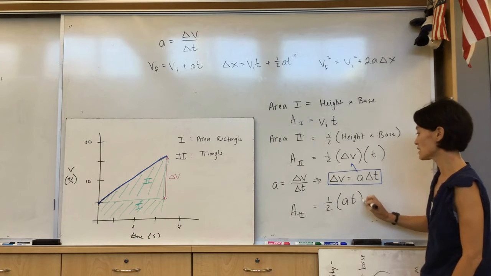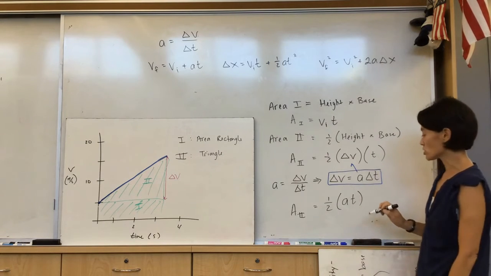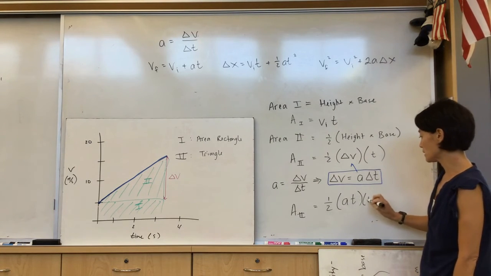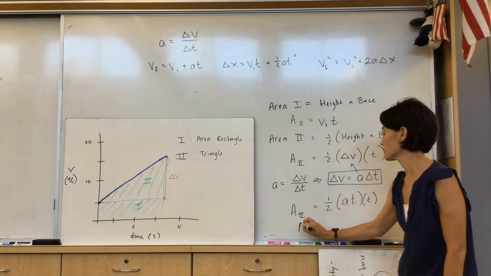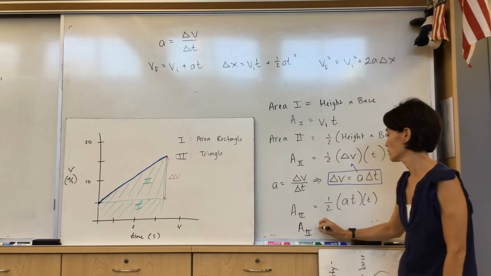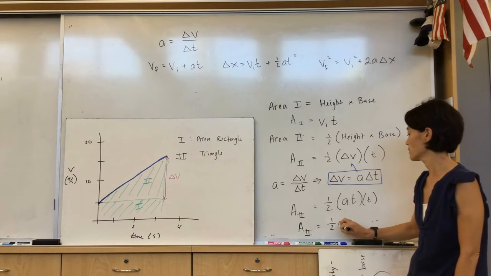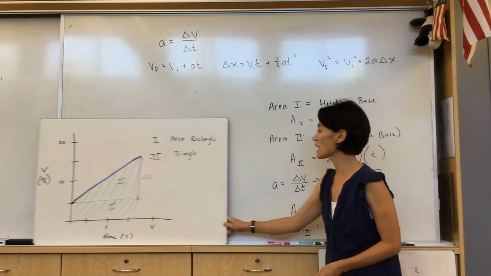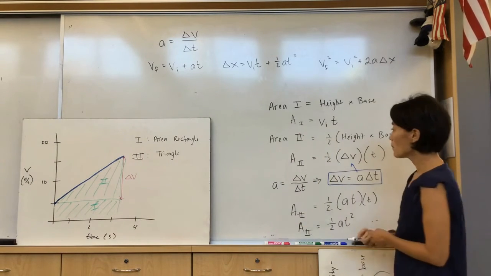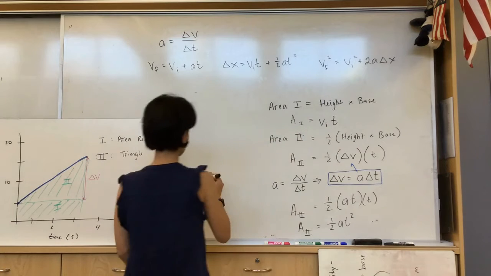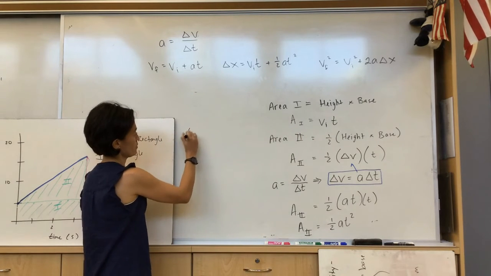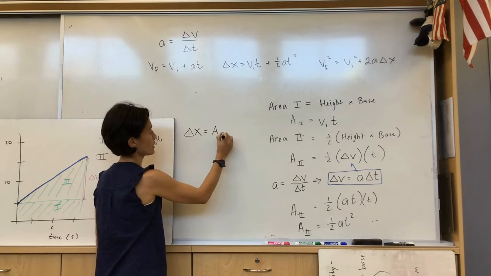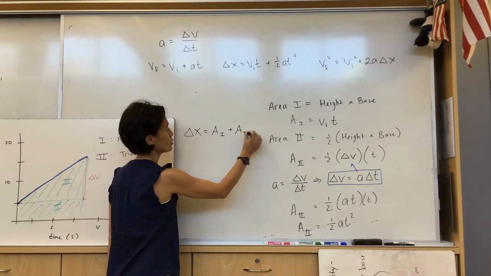I'm just going to leave it as t, because my time initial is just 0, and then times t again, and that gives us that area 2 is equal to 1/2 at squared. So then if I think about my entire displacement, my delta x is my area 1 plus my area 2.